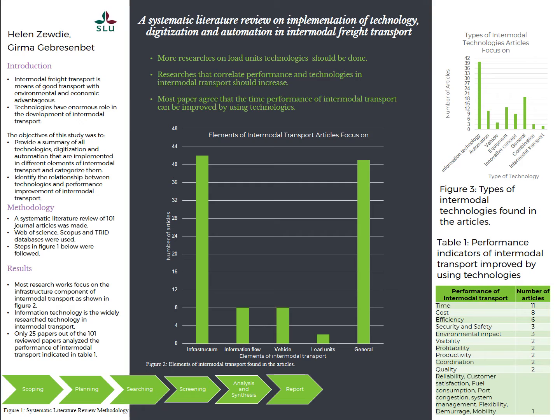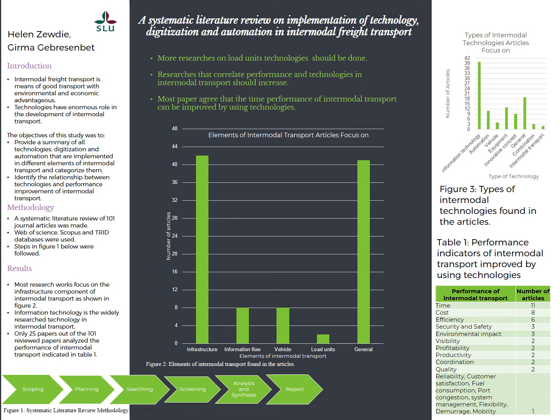After completing these steps, the profound results that were found are: the first is indicated in figure 1 here. It was based on the element of intermodal transport that the papers were focusing on. So papers were categorized into infrastructure, information flow, vehicle, load unit, and general, based on the element of intermodal transport that they focused on. And here in the figure, we can see that most of the papers fall under the infrastructure category. That means they were focusing on ports or terminals or road and rails.